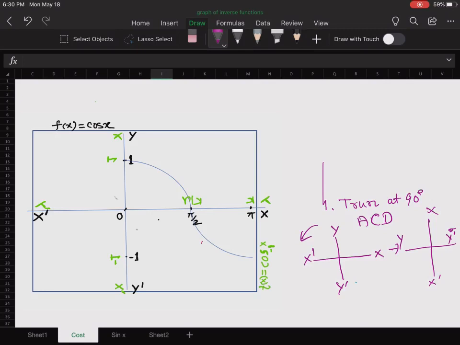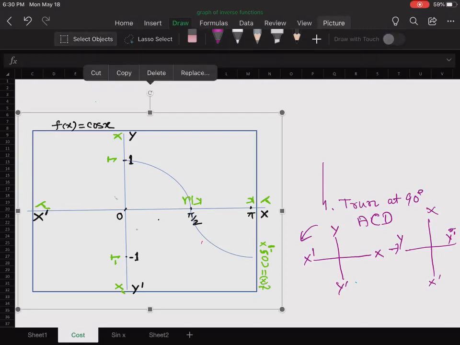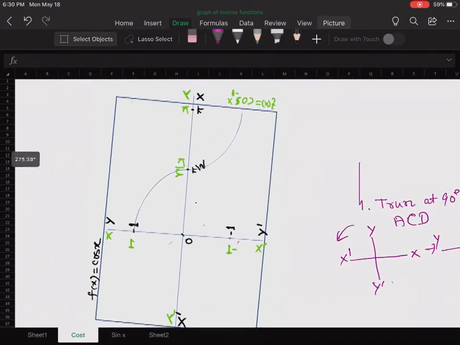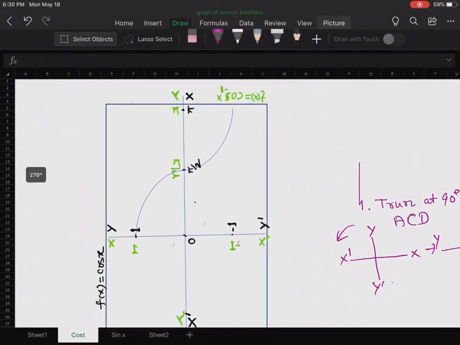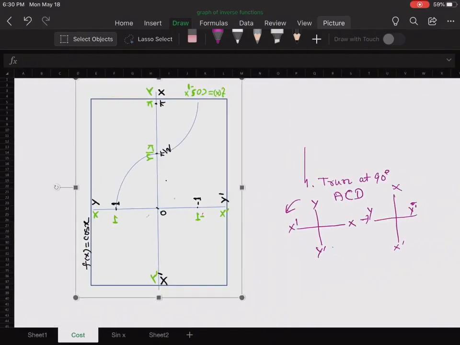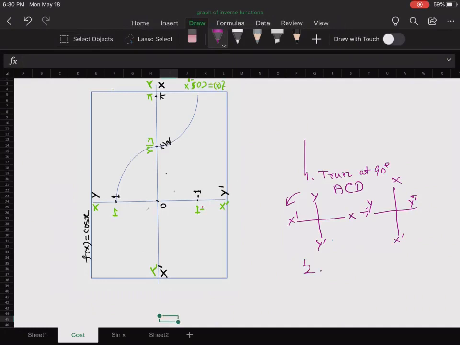So first we will turn it 90 degrees. Now we can turn this in this way. You have turned this graph. Now this is not yet the inverse of cos x, but if you make this graph on a transparent sheet, then if we see the graph from the back side, it will be cos inverse x. So the back side is cos inverse x. Our second task is to rotate this sheet by 180 degrees.